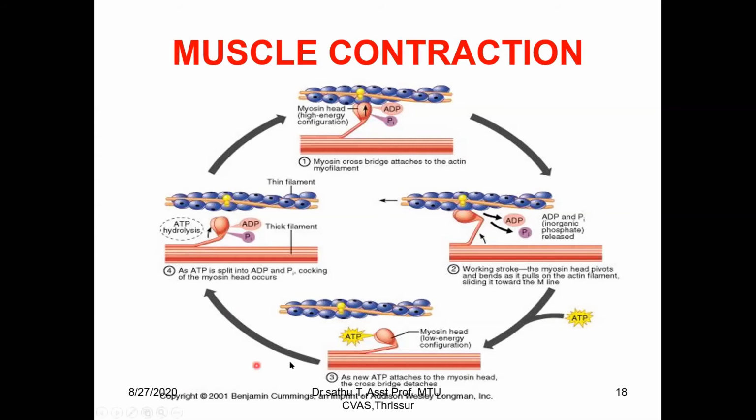Again, new ATP comes, as this myosin head is in a low energy configuration. The ATP is split into ADP plus inorganic phosphate. Here you can see the hydrolysis taking place, and again energy is released. Because of this energy, the myosin goes and binds with the actin and pushes it towards the center. So the sarcomere length decreases. There will be repeated myosin binding with actin, and this process continues as long as the ATP is there.